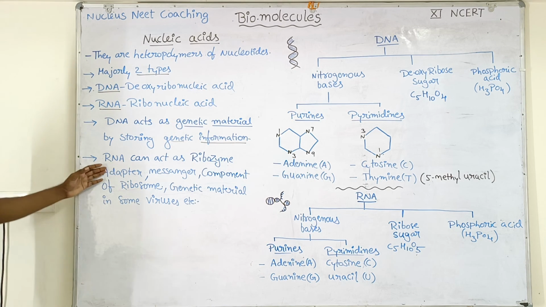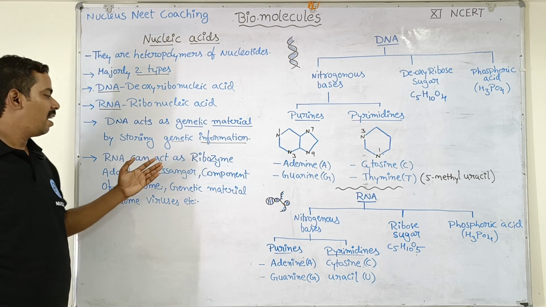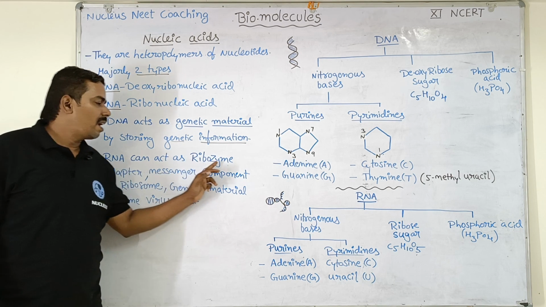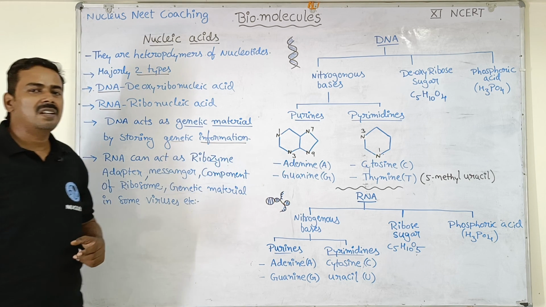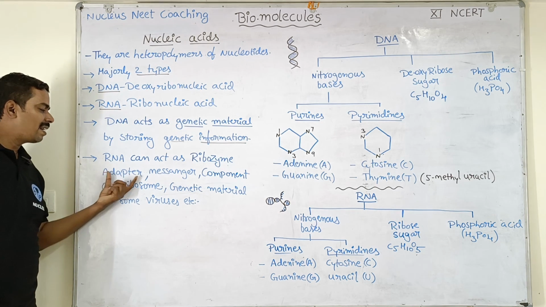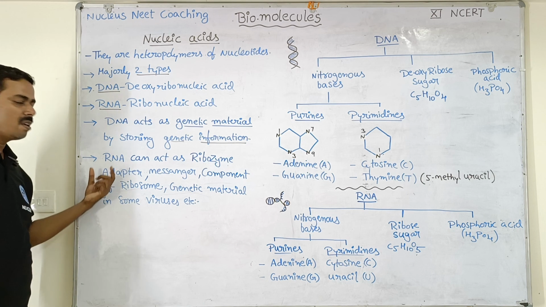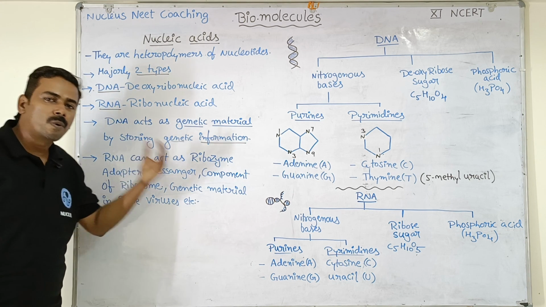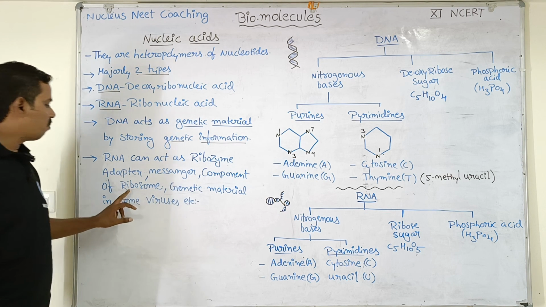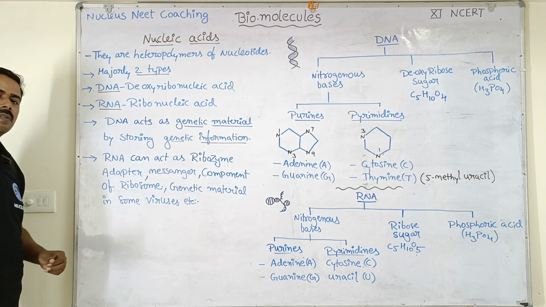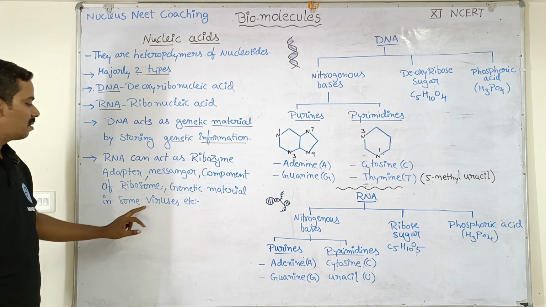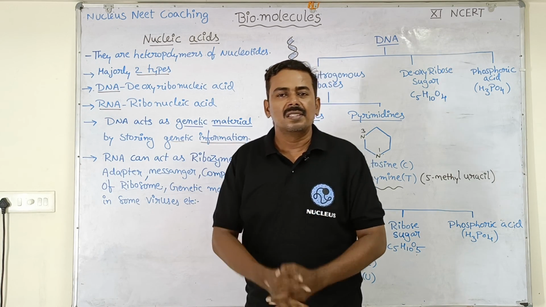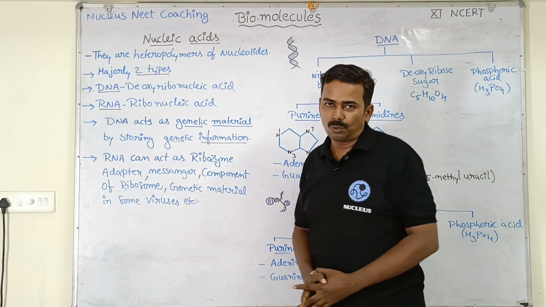Next, RNA. RNA has multiple roles. It can take different types of responsibilities inside the cell. RNA can act as a ribozyme. It is an enzyme which shows catalytic activity, which can catalyze a chemical reaction. RNA can also act as an adapter. It can transfer the amino acids from cytoplasm towards the ribosomes. RNA can also act as a messenger to transfer the genetic information from DNA to proteins. RNA can also be a component of ribosome. It is one of the structural components in the ribosome, a cell organelle, and it can also act as genetic material in some viruses. Not in all viruses. In some viruses, RNA can act as genetic material by storing the genetic information, and there are other functions of RNA also.